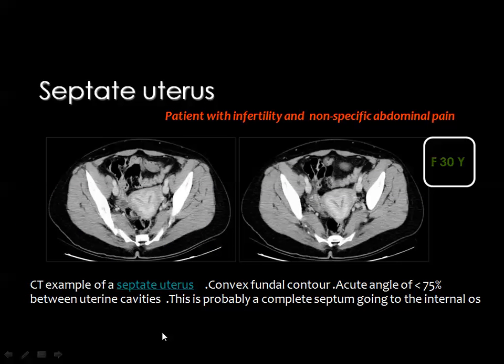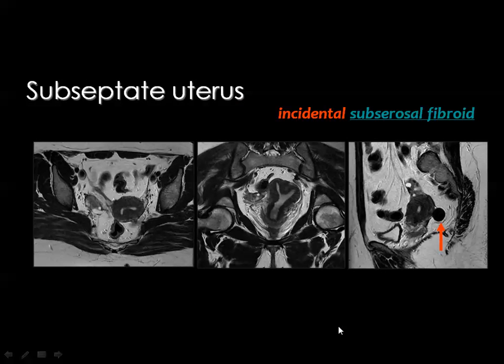CT, of course, is the least useful of the imaging modalities to identify uterine anomalies, but sometimes you can see this as an incidental finding when looking for other pathology. And here, this is the uterus. There are two separate endometrial cavities with a septum in between, and this is septate uterus by CT.